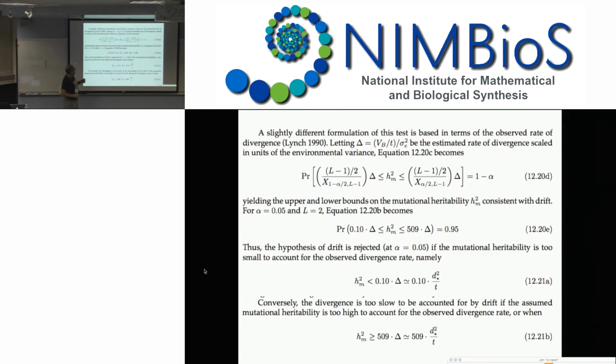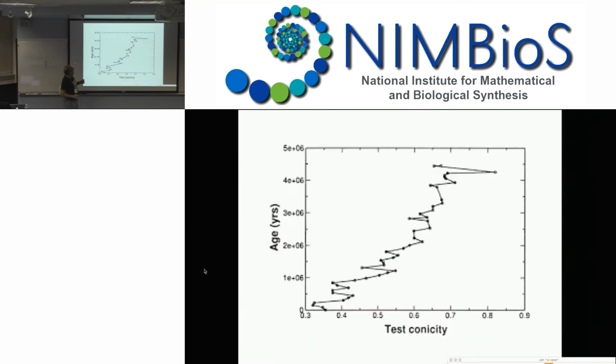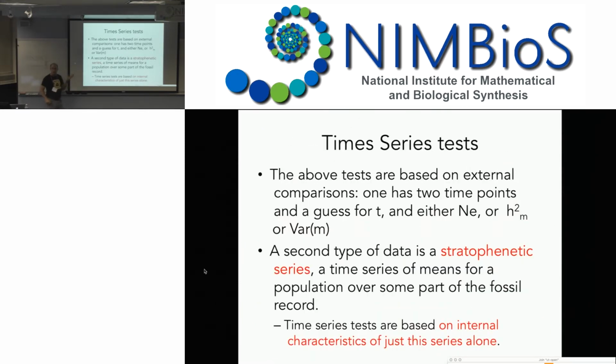Okay. I actually like these categories of tests because I think they're nice. So the above tests we've talked about are based upon external comparisons. One has 2 time points or a set of populations that diverged a given amount of time ago, and a guess for either T, NE, mutational variance, or VM. So I basically am comparing my data against some external reference standard that I either feel good about or I try different values and ask how uneasy do I feel about the values I need to account for drift.